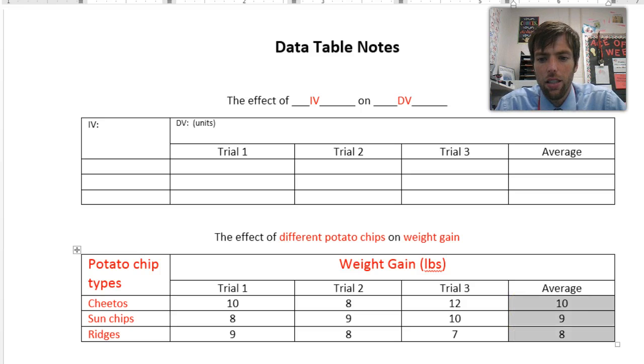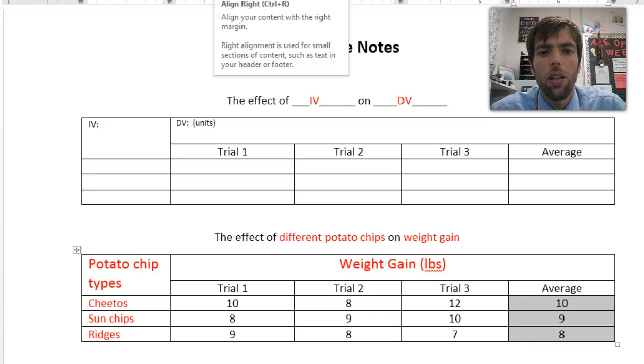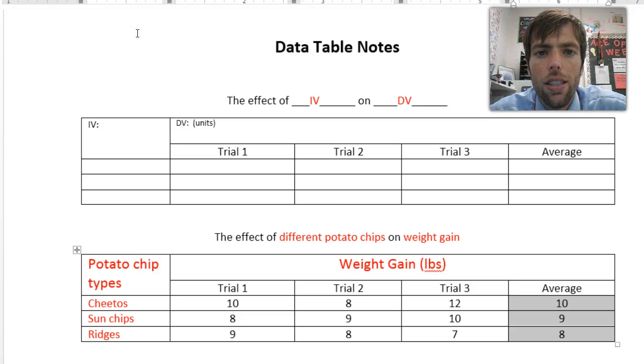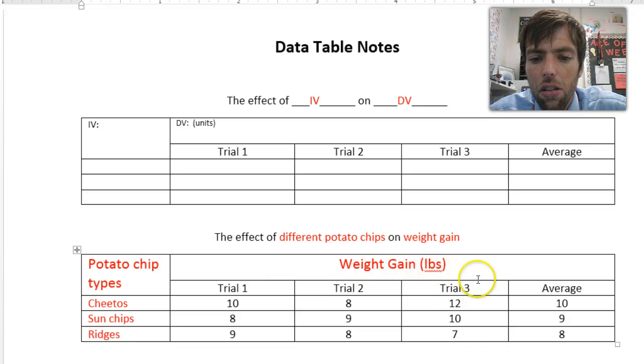And that, my students, is a fabulous looking data table. It will always give you full amount of points in science class because you have a great title, you have your IVs in the right spot, you have your DV in the right spot, you got your trials, you got your units labeled, and you got your average. Do that every time and you're going to nail it. Let's get to work.